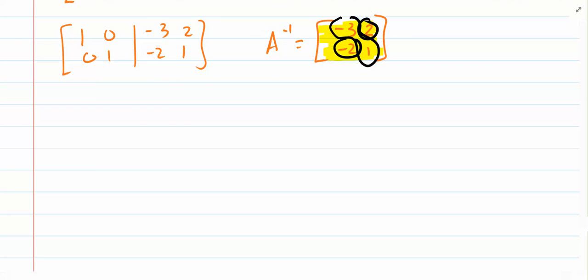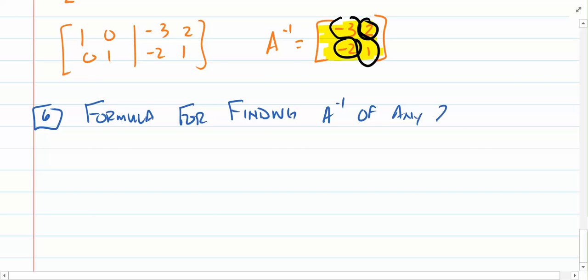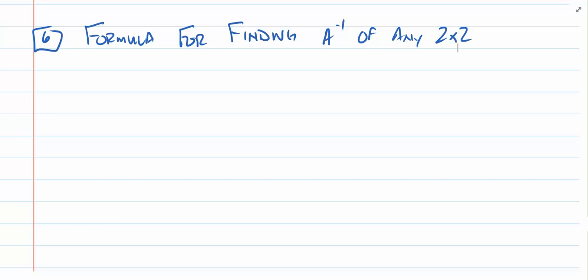So that leads me to there is a formula for finding the inverse of any 2 by 2. This only works for 2 by 2s in this case. For 3 by 3s and higher, we're going to use Gauss-Jordan elimination and our calculator. But for a 2 by 2, here's what you get.